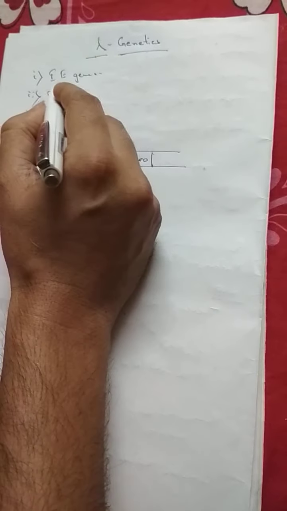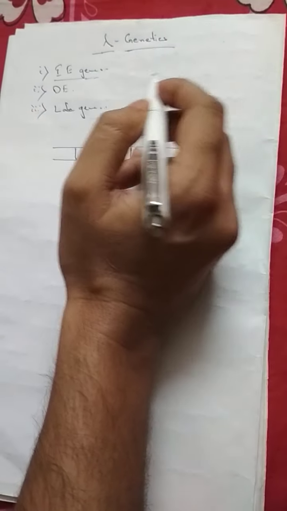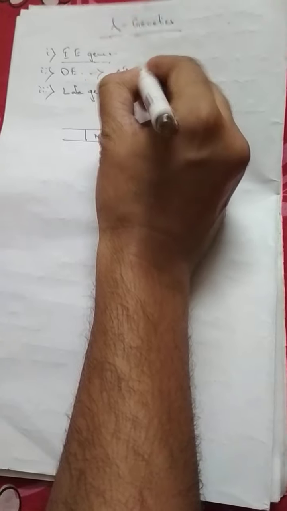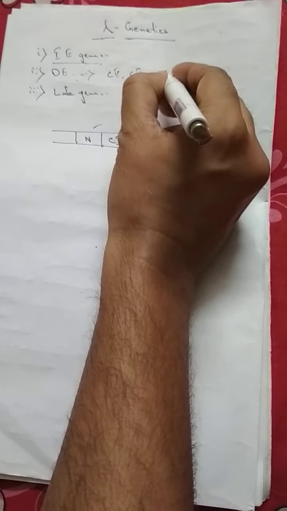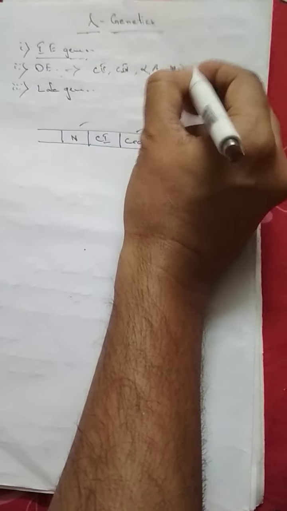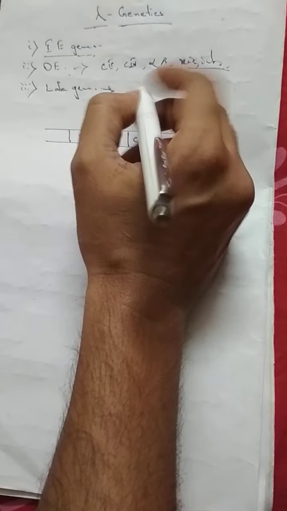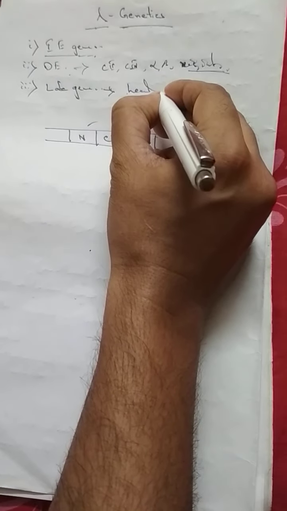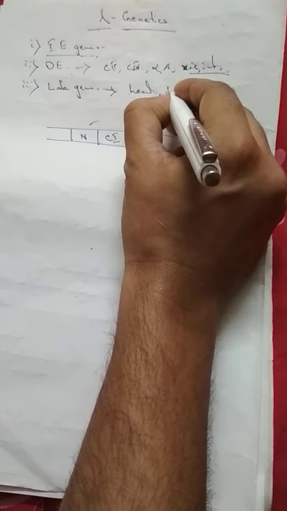Now, when we are talking about the immediate early genes, there are mainly two genes under them, that is N and the CRO genes. And when we are talking about the delayed early genes, there are mainly C2, C3, alpha, beta, axis, int. There are a lot of them present. And for the late genes, there are the head proteins and the tail proteins of the viral particles and assembly proteins.